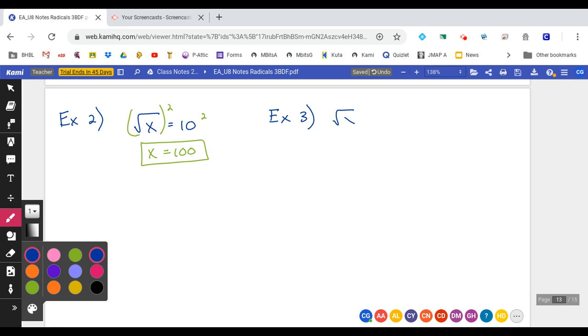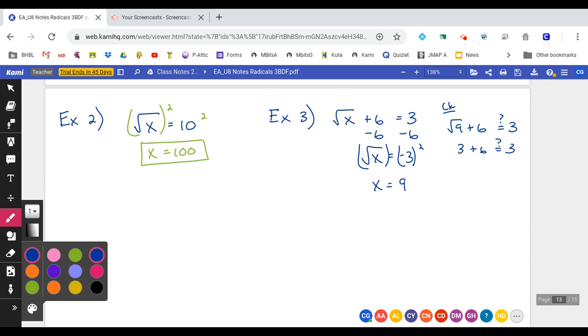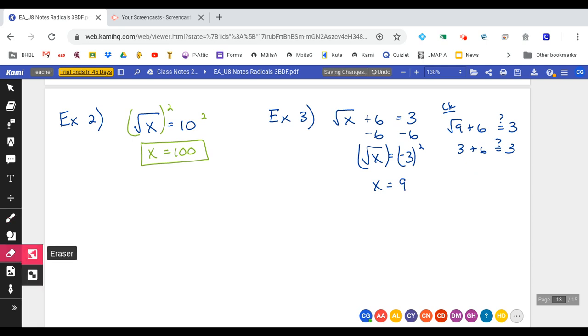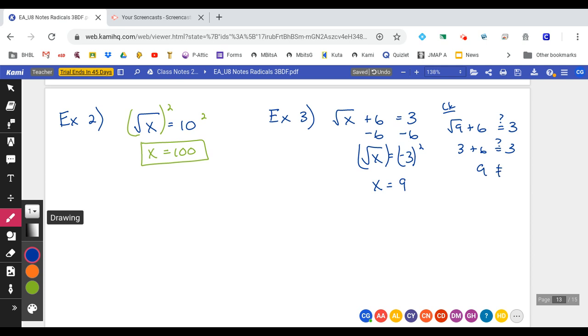All right, what if I just do the square root of x plus 6 equals 3? All right, so let's isolate it. So the square root of x equals negative 3. So now I have x equals negative 3 times negative 3, which is 9. Okay, let's check it. Square root of 9 plus 6. I want to know, is that 3? So is 3 plus 6 really 3? Oh no, it's not, it's 12. Silly me. 9 does not equal 3. Right? So there's no solution.